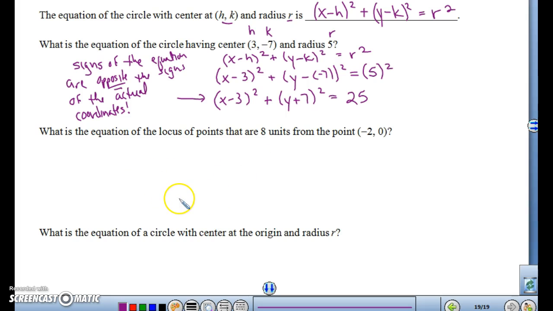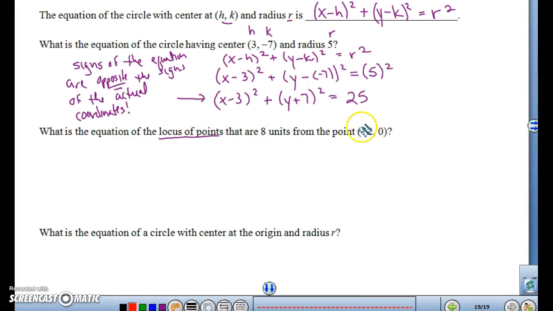Now, don't let the vocabulary throw you. What is the equation of the locus of points that are 8 units from the point -2, 0? Locus of points sounds really fancy. It really isn't. A locus of points is basically the description of a path. So, what is the equation of a path of points that are 8 units from the point -2, 0?